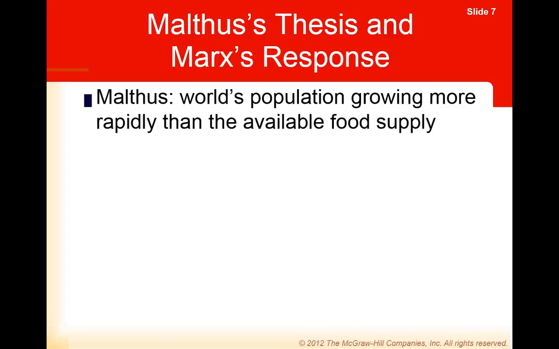And so in his still controversial essays on the principle of population, he came up with this idea that the population was growing more rapidly than the food supply, and that if we did not implement some type of population control, some type of population restriction, inevitably the human race would grow beyond the planet's ability to support us.